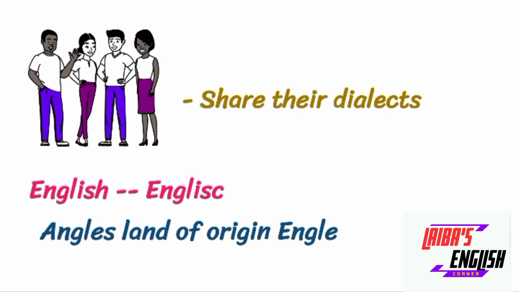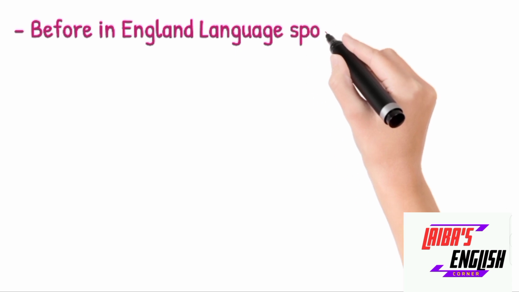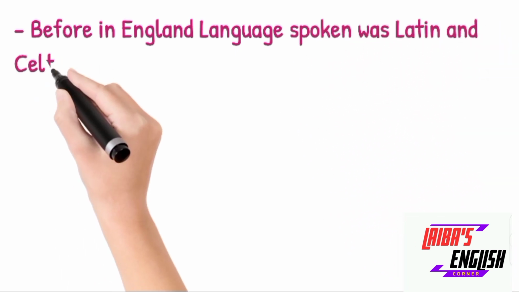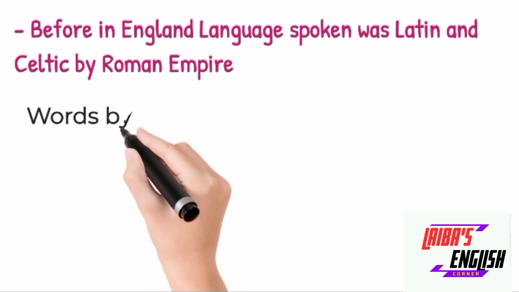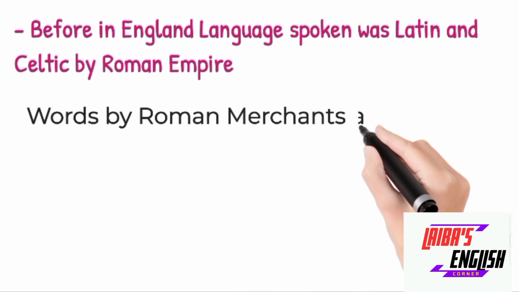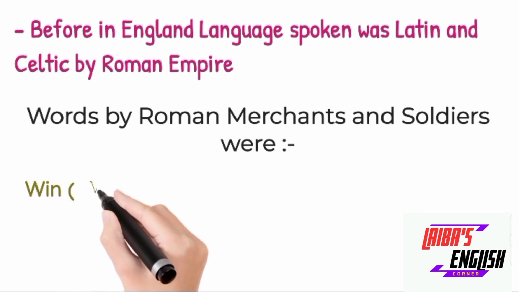So this is the small introductory history: by the introduction of those three tribes into Britain, the English language started to emerge. Before, in England, the languages spoken were Latin and Celtic. These two languages, Latin and Celtic, came into Britain by the Roman Empire. Before, in Britain, there was the rule of the Roman Empire. So when Roman Empire merchants and soldiers talked to each other, a lot of words were introduced into the English language. We will take some examples of the words which were introduced into the English language by the Roman Empire merchants and soldiers.